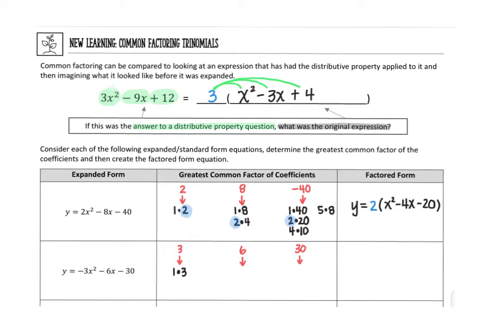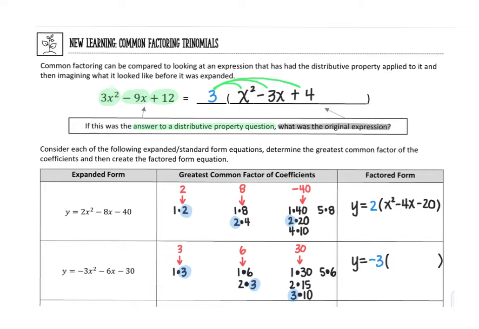The factors of 6 or negative 6 would involve a 1 multiplied by a 6 or a 2 multiplied by a 3. And for 30 or negative 30, we would have 1 and 30, 2 and 15, 3 and 10, and 5 and 6. When we look across all the factors, we can see that 3 is common among all three of the coefficients. Because our original expanded form expression has a negative 3 as its first coefficient, we will factor out a negative 3 from the entire expression.